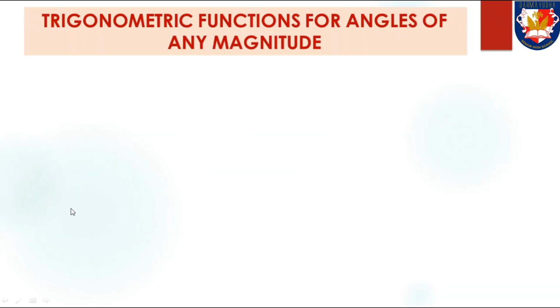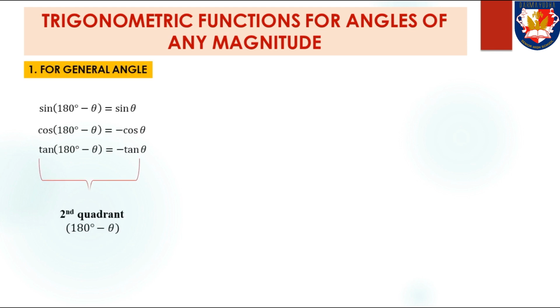Trigonometric functions for angles of any magnitude. These are the formula of the angles of any magnitude for the second quadrant, or 180 degree minus theta. There is no change of any function here, but in the second quadrant, only sine is positive.